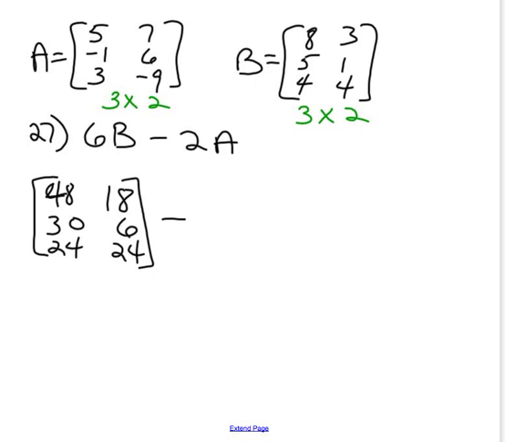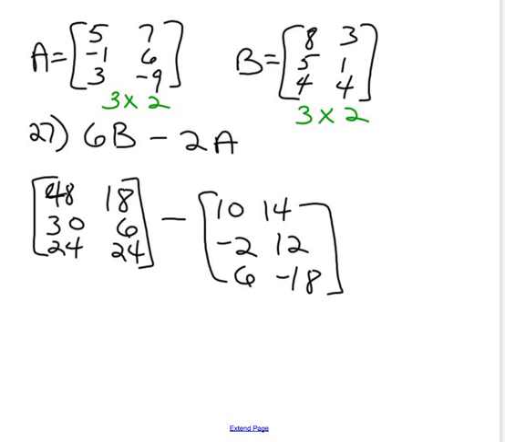The second half of the operation says 2a. That means 2 times matrix A. Every element in matrix A gets multiplied by 2. So row 1 will really be 10 and 14. Row 2 will really be negative 2 and 12. Row 3 is going to be 6 and negative 18.